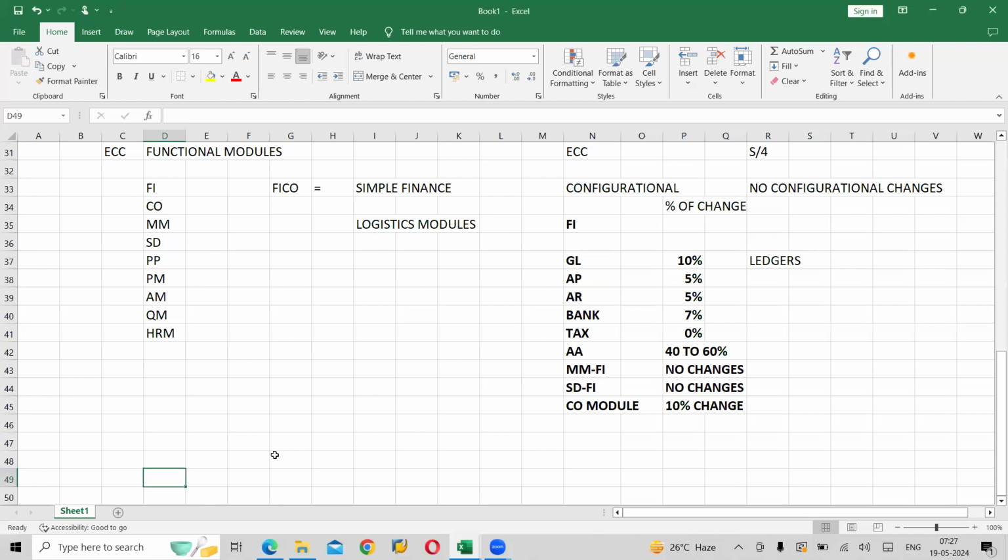Okay. Chalo. Thank you. Now, so this is no much changes, however. Okay. Now, major changes in ledger.